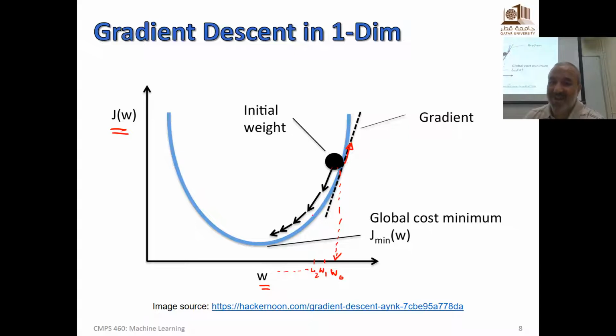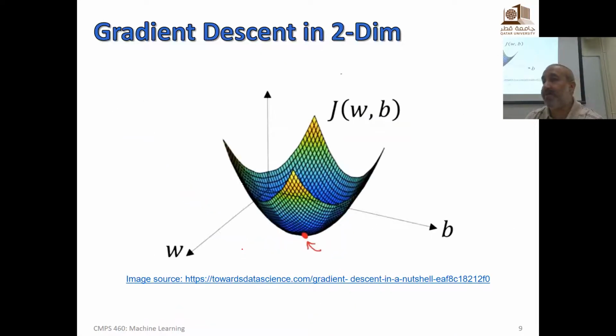Of course, this is an ideal case when the function is nicely convex, so we will reach the minimum after some steps. Okay? What if we have two parameters, not just one? It will be more complex, right? Here, what are the axes? Let's say that we have just one weight, W, and the bias. What is the third axis here? That's the value of the function itself.